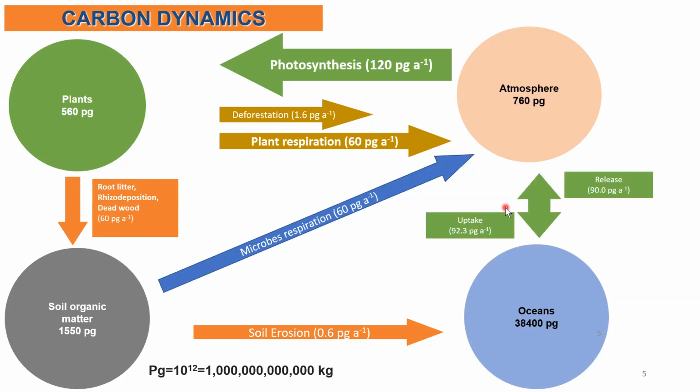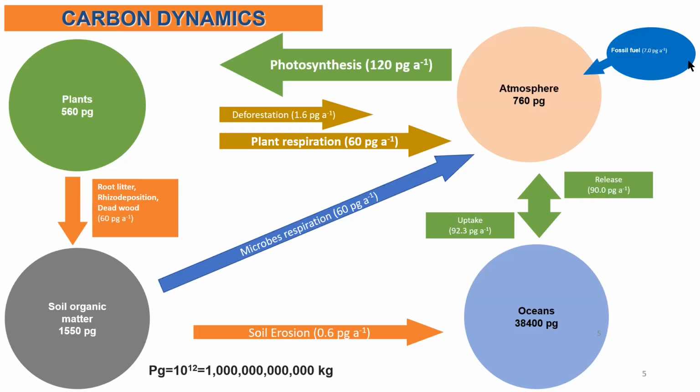And if we look at the oceans, they take 92.3 petagrams and they release 90 petagrams. It means they are taking 2.3 petagrams from the atmosphere, meaning the net intake is in the ocean. So of course they are contributing in a good way, as we have a high concentration of carbon dioxide now in the atmosphere. So if they are taking more carbon dioxide compared to release, it is beneficial.